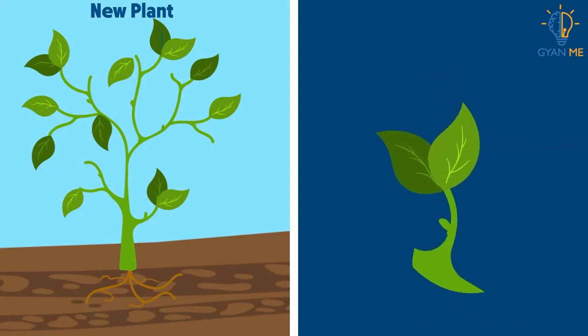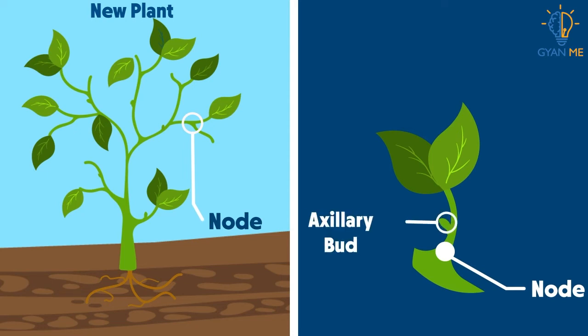Now, while making a cutting, one must take care that it should have at least one node and a few axillary buds that help in propagation. You know that an axillary bud is a parent structure from which branches of a plant or tree develop. It is formed at the junction of leaf and stem.